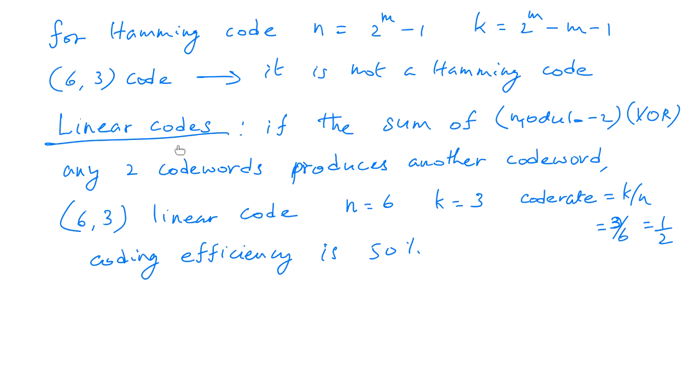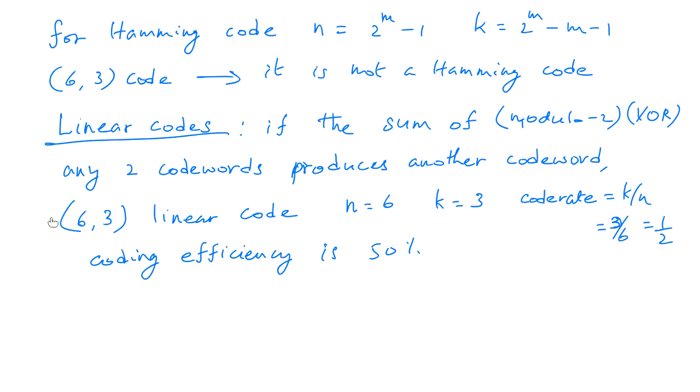a type of the linear code, which is the Hamming codes. So the Hamming codes are linear codes, and today we are going to see another type of linear code called the 6-3 code. And what do we mean by linear code? The sum of any two code words produces another code word. Now, to produce this 6-3 linear code, we need to create the generator matrix.